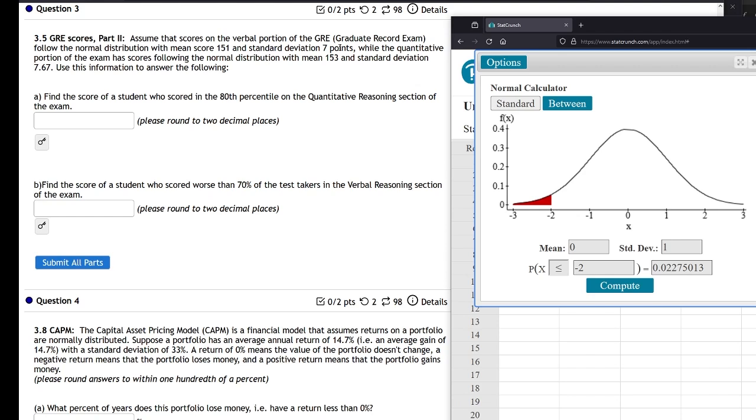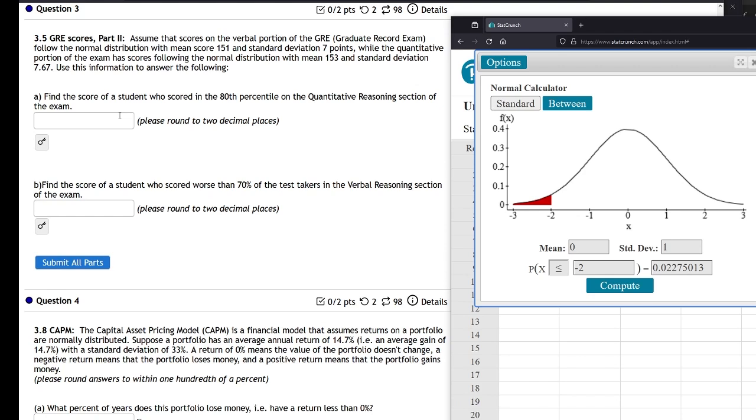So the problem that we just did had a mean of 0 and a standard deviation of 1. Here they're giving us different values. And then they say, while the quantitative portion of the exam has scores following the normal distribution with mean 153, standard deviation 7.67. So now when we come down here, they say, find the score of a student who scored in the 80th percentile of the quantitative reasoning section of the exam.